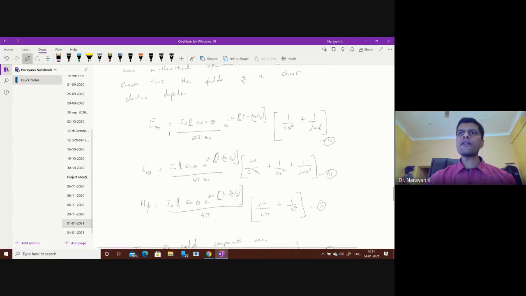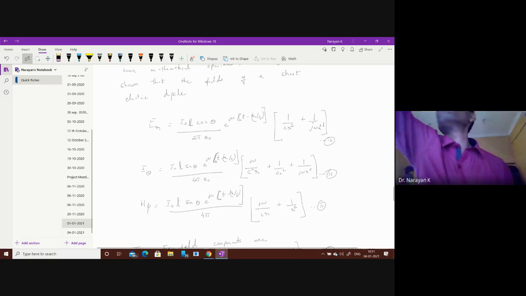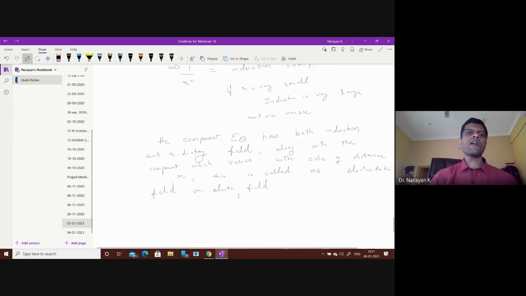Your E R component is only the induction field component, and the H phi component is the radiation field component. E theta has all the three components. So the E R component will vanish in the far field because the induction field will become zero and your radiation field will dominate. So the E R component will be negligible in the far field.